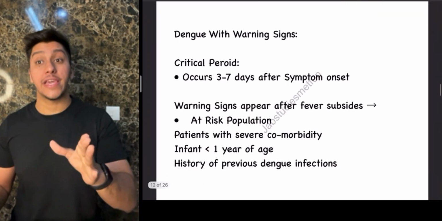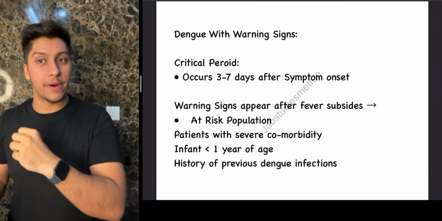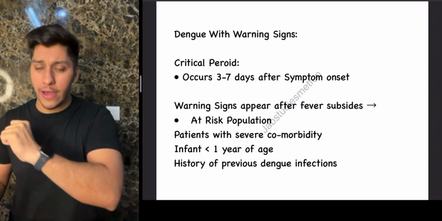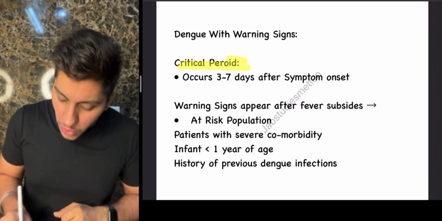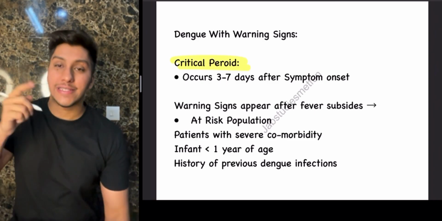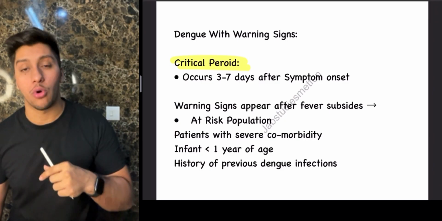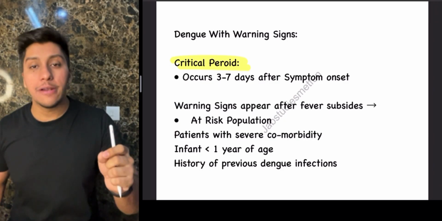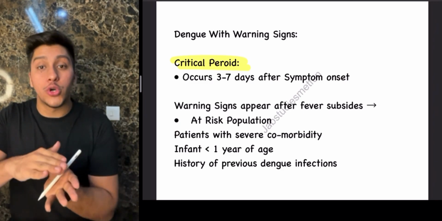Next, let's talk about dengue with warning signs. Now comes the tricky part over here. In dengue with warning signs, you have something which is known as the critical period. What is the critical period? The critical period is that period where you will start developing these warning signs. And when does this happen? The critical period is usually seen when the fever is going to subside.